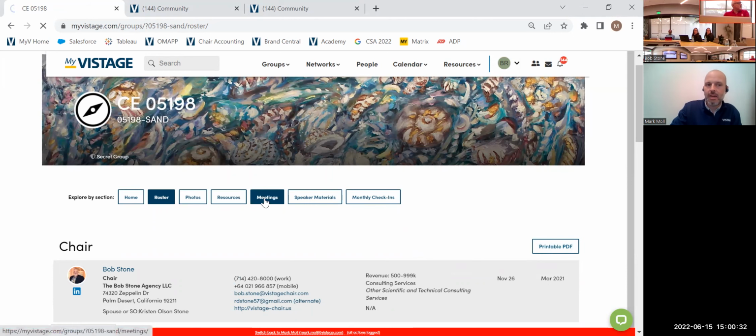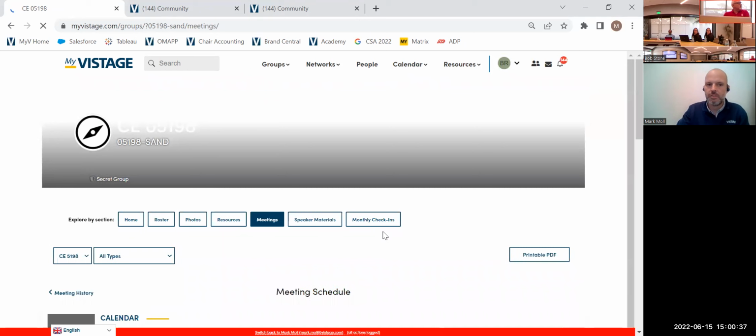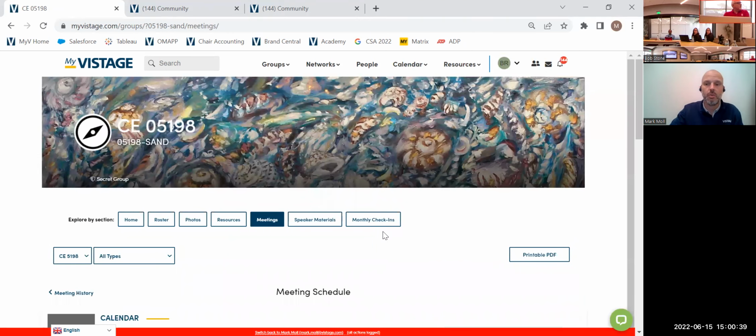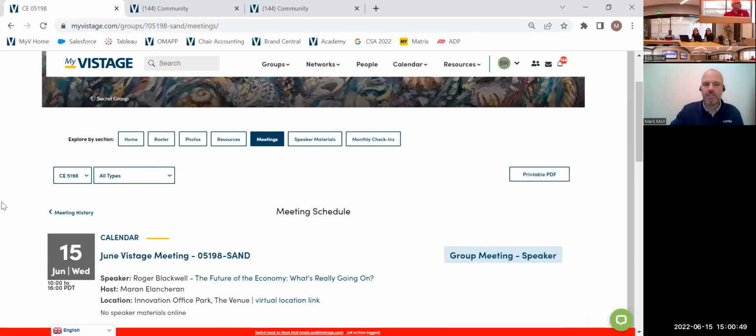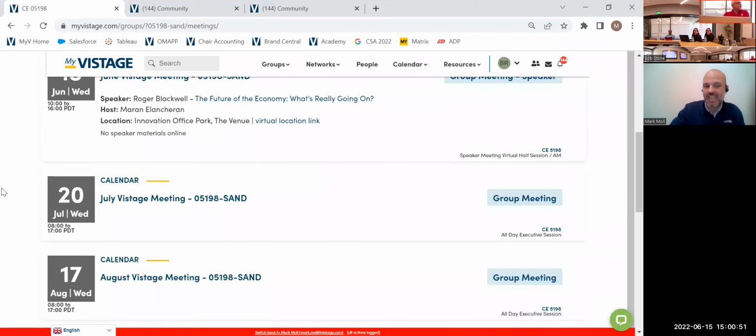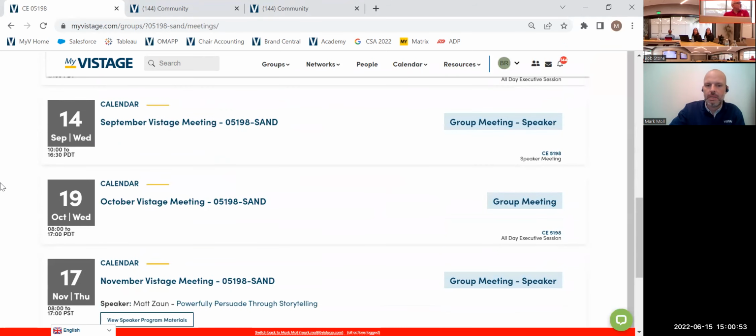The meetings tab is where you can see all your meetings from the group. This includes today, but also all the ones in the past. The neat thing is that if a speaker had some materials you really liked or wish you would have saved, for any speakers you've had previously, if they have materials available, you'll be able to find that information here. For example, if you wanted to go back to Matt and his presentation from November, you can go back and look at the speaker material there.